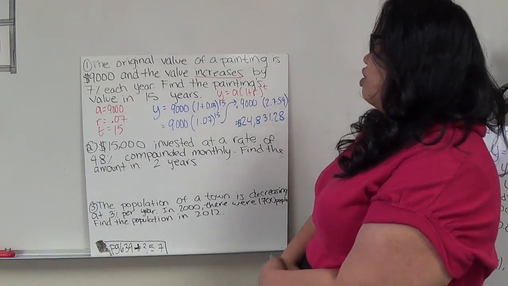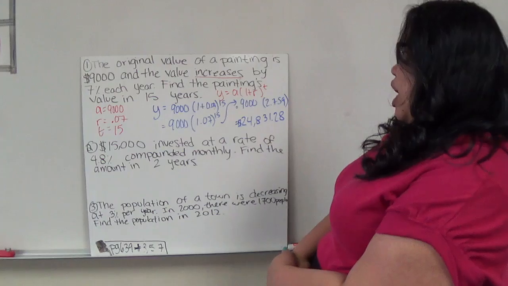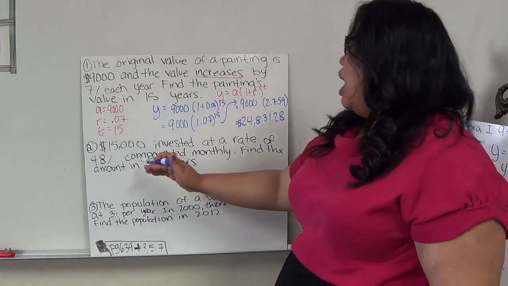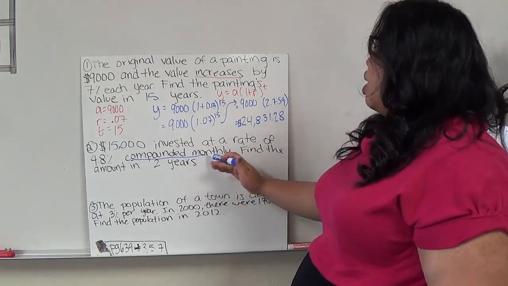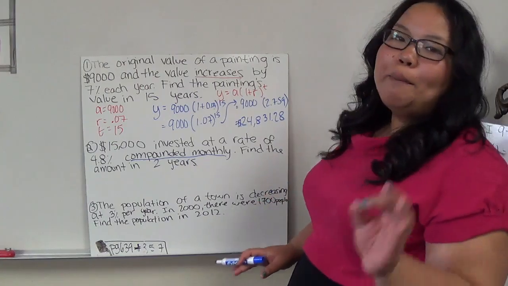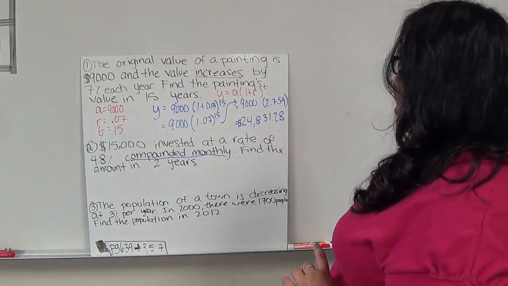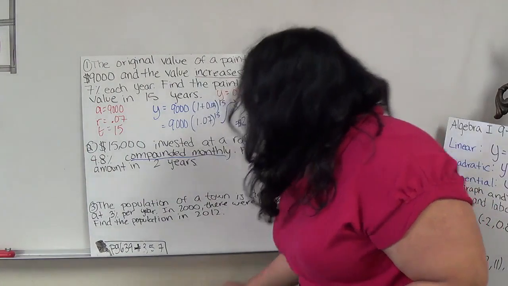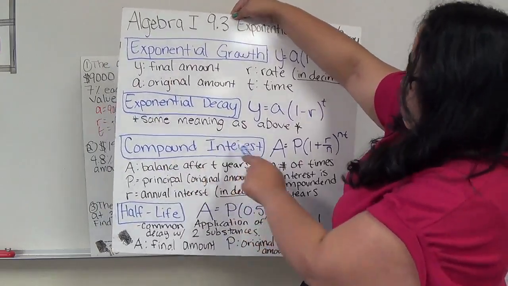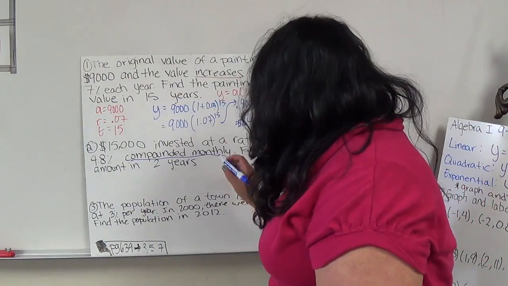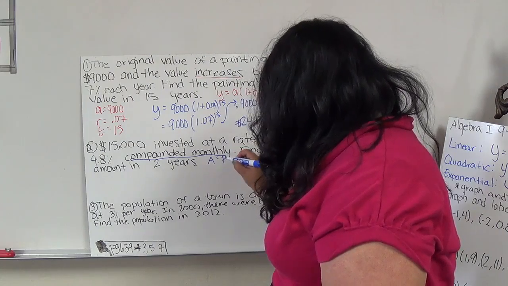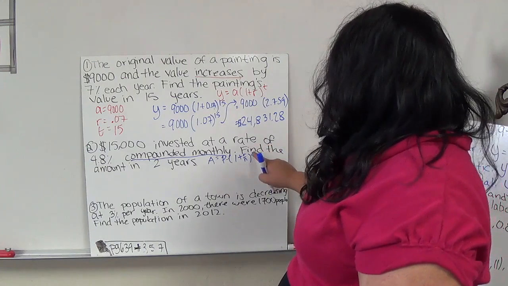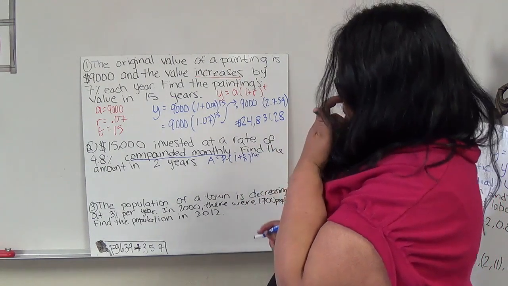Number 2, $15,000 invested at a rate of 4.8% compounded monthly. Find the amount in 2 years. Here is our keyword: compounded monthly. What that means is that we're going to be using compound interest. So the equation for compound interest is A equals P(1 plus r over n)^(nt). So let's find the values of this.